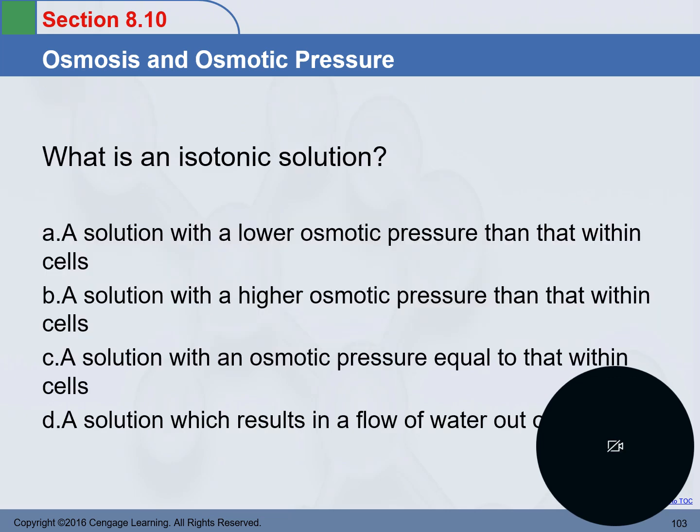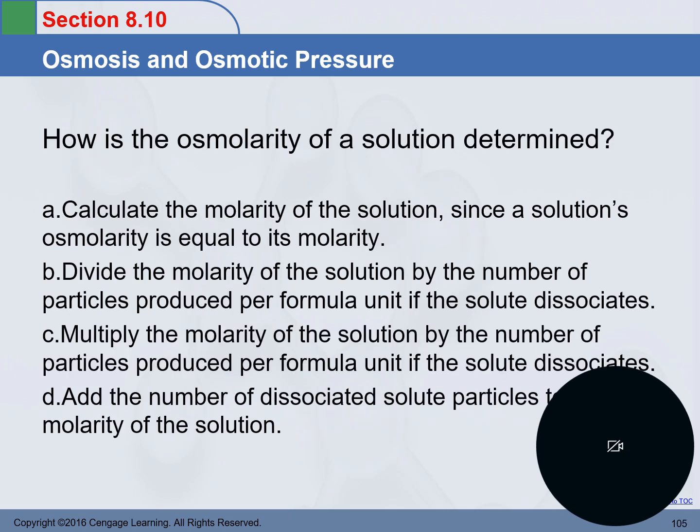Here's a multiple choice style question. What is an isotonic solution? Pause the video and see if you come up with Z for your answer. Here's another multiple choice style question. Again, pause the video, read the question, look over all the choices, and see if you can come up with the right answer. This is really just about how osmolarity is calculated. Hopefully you ended up with C for your answer.